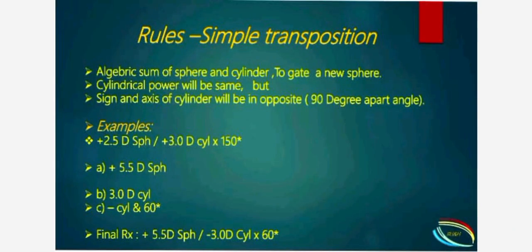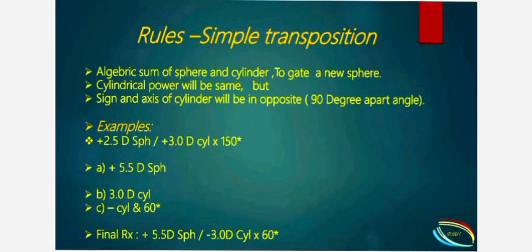Rule of simple transposition: take the algebraic sum of sphere and cylinder to get a new sphere. The cylindrical power will be the same, but the sign and axis of the cylinder will be opposite, 90 degrees apart. For example, plus 2.5 diopter sphere plus 3 diopter cylinder at 150 degrees.